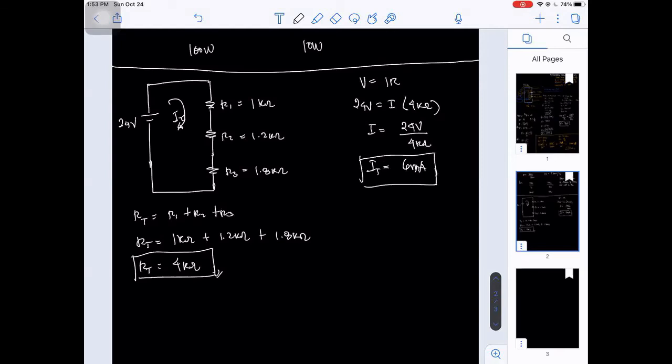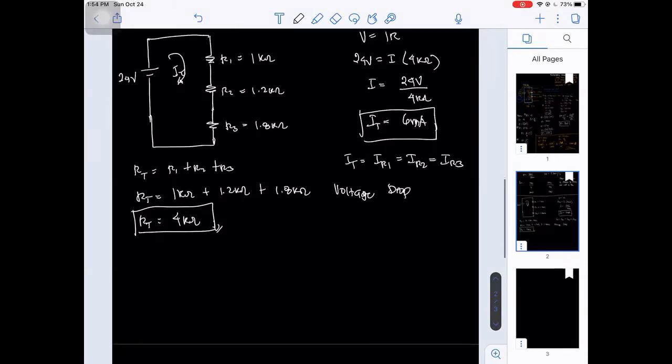So since this is a series circuit, the total current that is flowing in our circuit is also equal to the current that is flowing in its resistors. So IT is equivalent to the current across R1, current across R2, and current across R3. By this, we can now compute the voltage drop across each resistor in series.